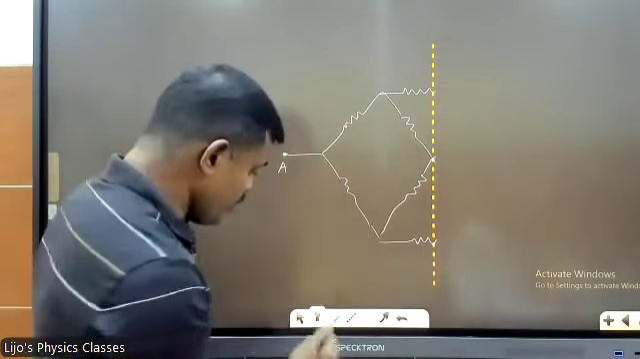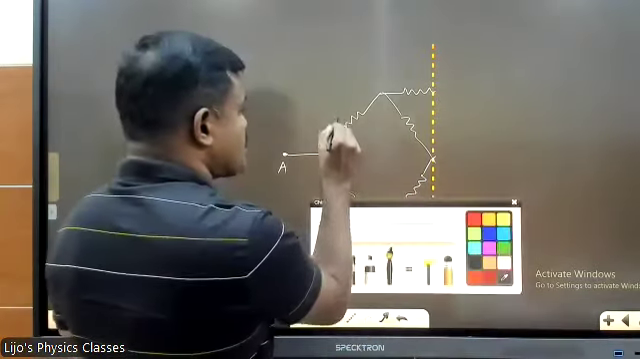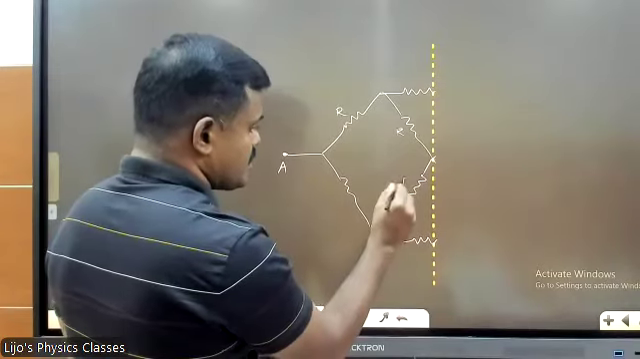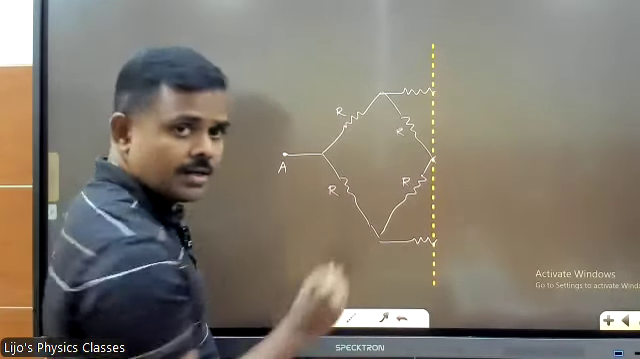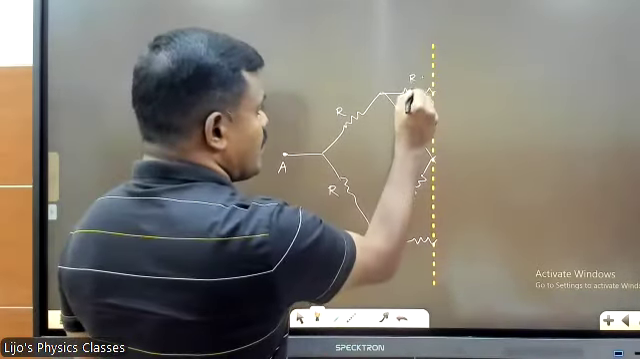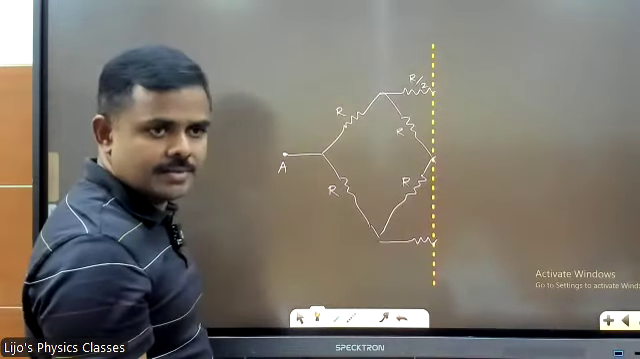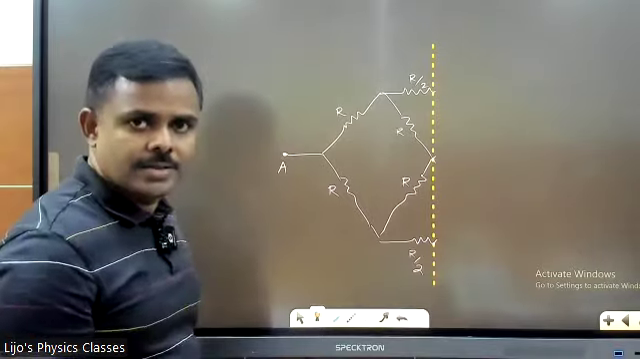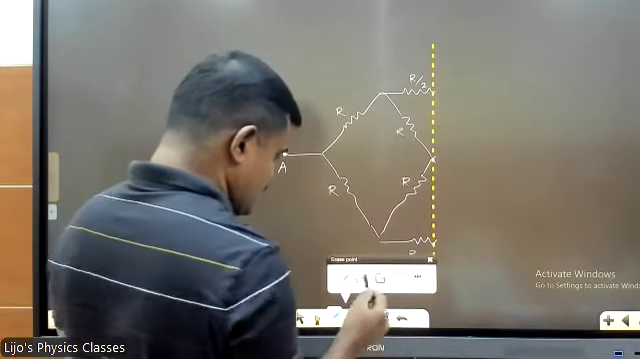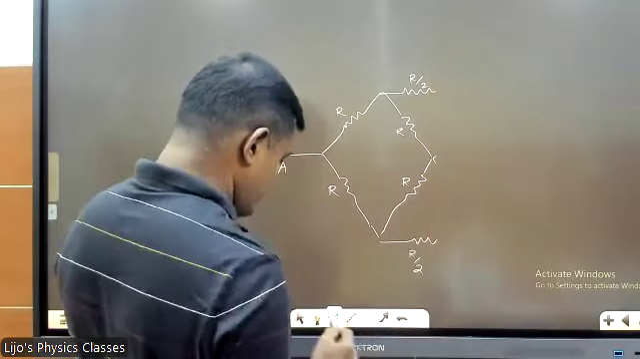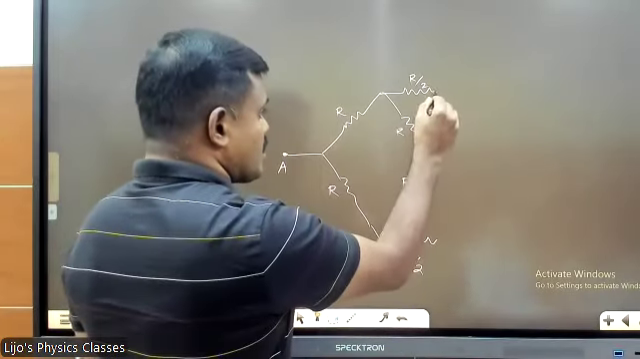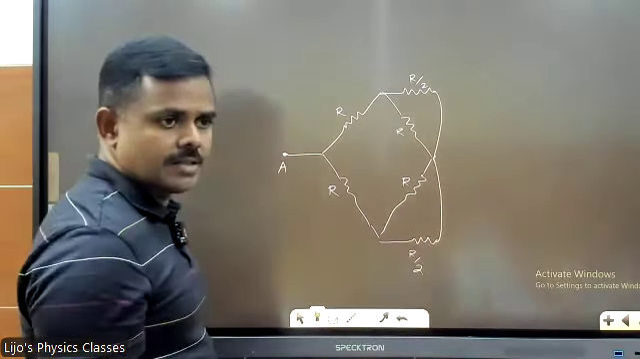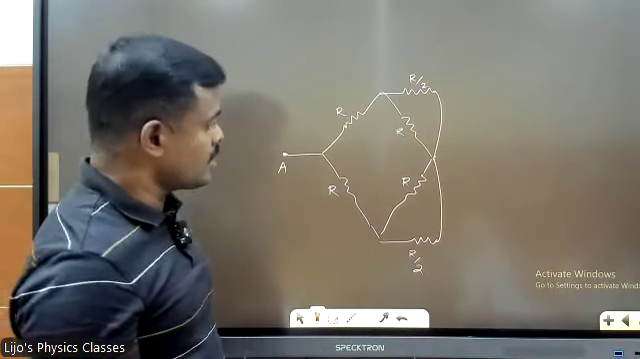Now, before I do that, let me ask you, what is the resistance here? R. What is this? R. What is this now? R by 2, because half is gone, right? This is also R by 2. Am I correct? Now, another thing is, you can remove this line. Connect these points together. They are all on the same line, right?